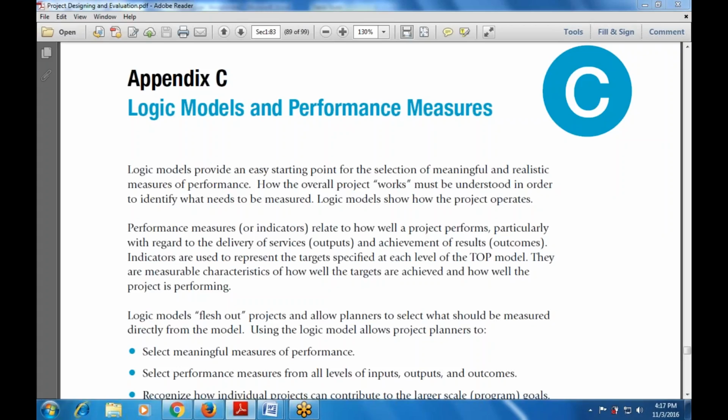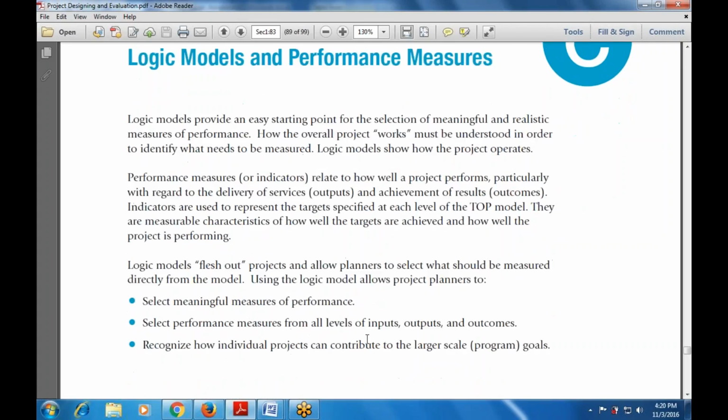How the overall project works must be understood in order to identify the main content that needs to be measured. The logic model also shows how the project operates, the main logic behind operating the project. The performance measure or indicator relates to how well a project performs, particularly in the delivery of services, that is, the output, and the achievement of the services.